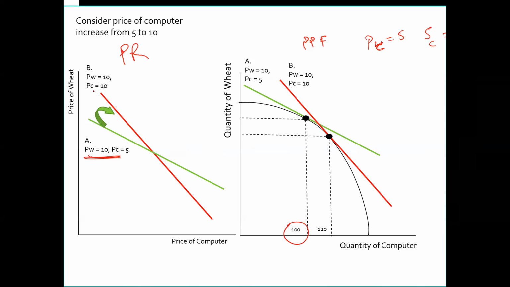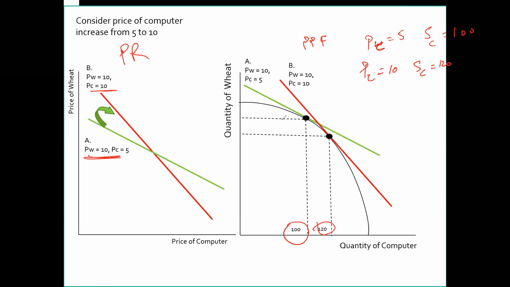But what will happen if computers are expensive? It will rotate outward because computer is expensive, and I will draw it parallel here. So the supply is increased. At price of computer equal to 10, supply of computer is equal to 120. It was 100 earlier. Okay.